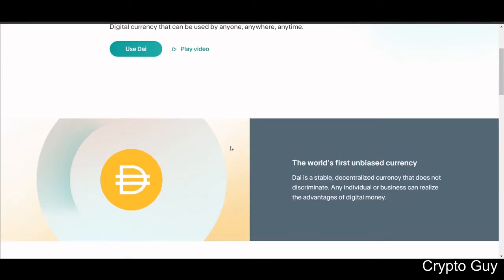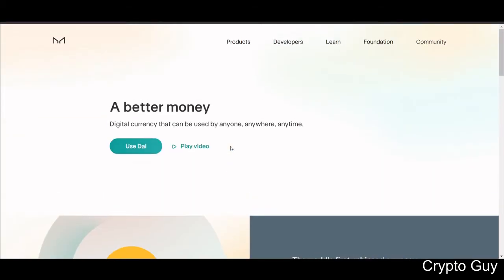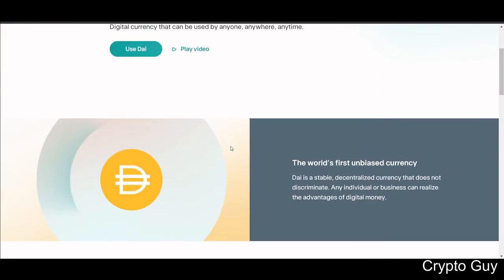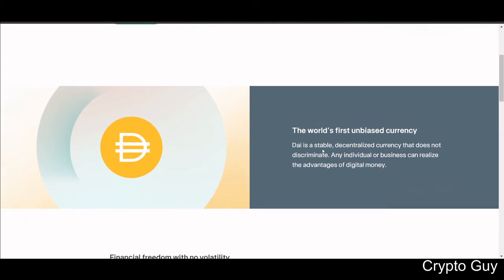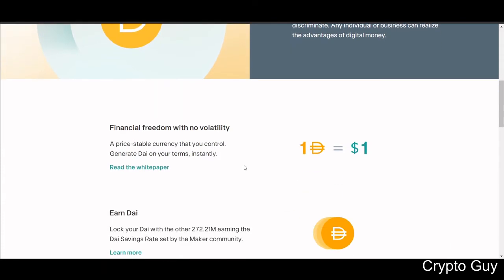Forget about euro, pound, dollar. You can only make and use it with DAI. The world's first unbiased currency. DAI is a stable, decentralized currency that does not discriminate. Any individual or business can realize the advantage of digital money. Financial freedom with no volatility. A price stable currency that you control, generate DAI on your thumbs instantly.